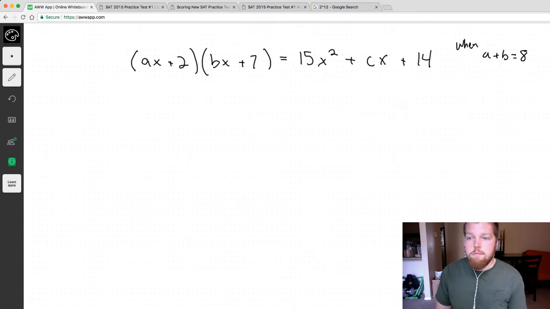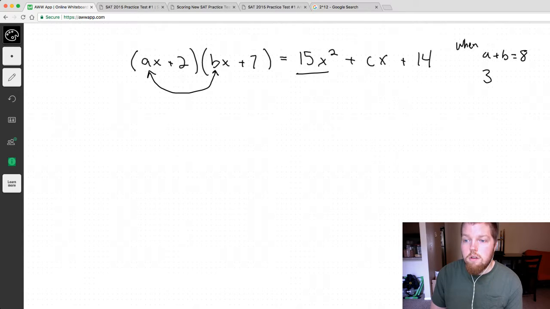And so when we multiply our first terms together, they need to multiply to equal 15x squared. And so two numbers that add to 8 that multiply to equal 15 would be 3 and 5. So 3 and 5. So if a is 3 and b is 5, what we would get is 15x squared is the first.